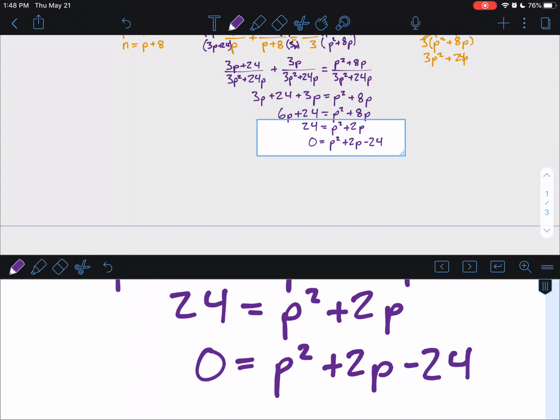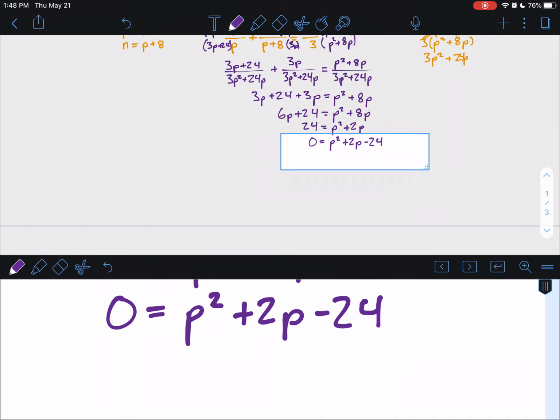So this is a quadratic, and this is why I said number 3 was a bit different than the others, because this one is a quadratic, and I'm pretty sure number 3 is the only one where we have to deal with these exponents. Number 9 maybe, and there might be one that I overlooked at some point, but I don't think so. Okay, so we have 0 equals P squared plus 2P minus 24.